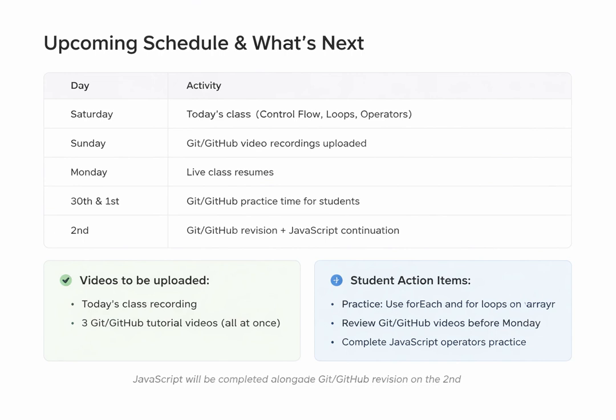Your homework right now is clear. Take the arrays you've been building and practice using both for each and for loops to print the data. The more you practice writing these loops yourself, the more natural they'll feel.